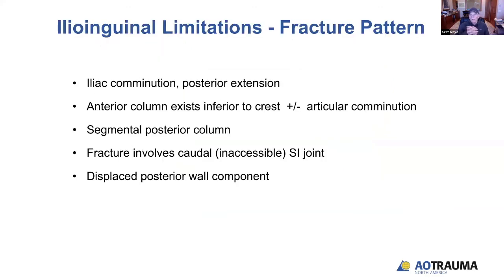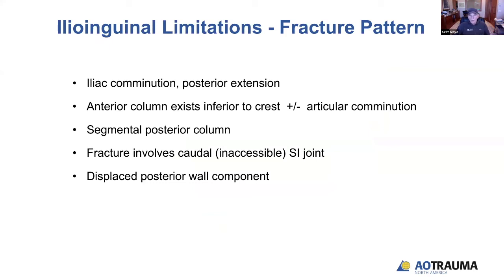So what about the limitations of the fracture pattern? Well, we know that the more iliac comminution or posterior extension there is, the more likely we are to build in a secondary congruence. Even if the fracture planes that we're seeing look good, eventually we end up with problems of essentially reforming the joint around the head rather than creating an anatomic construct.